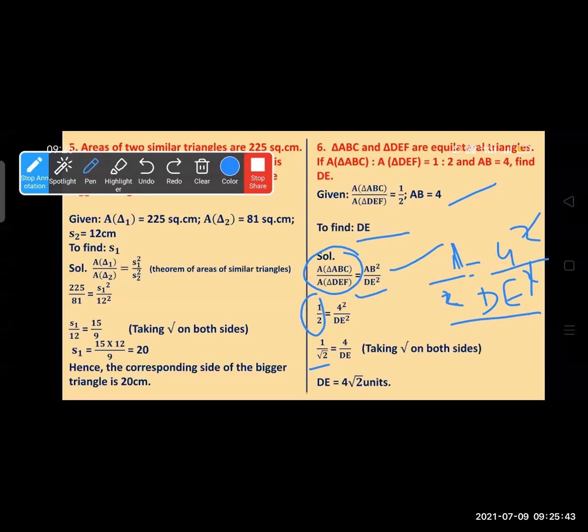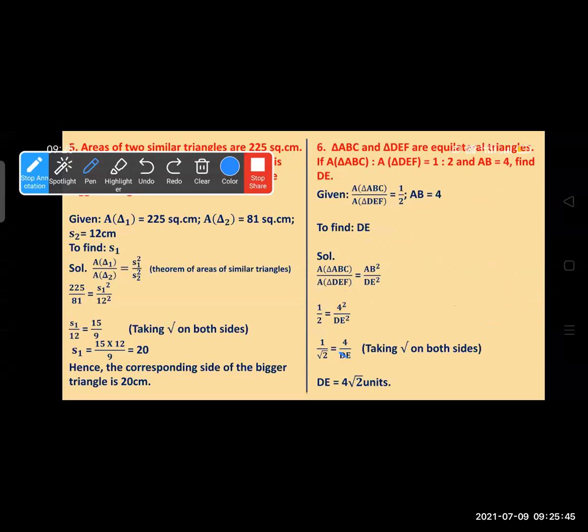So we get 1 by root 2 equal to 4 by DE. Then we cross multiply here. So DE is equal to 4 root 2. Okay. So your unit is not given, so we write 4 root 2 units.